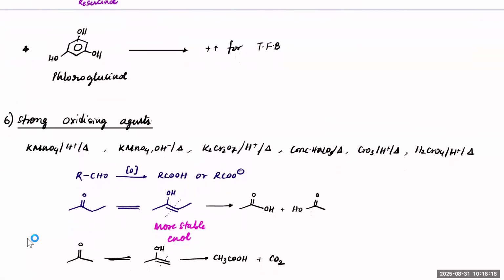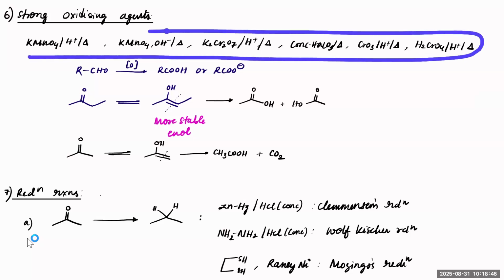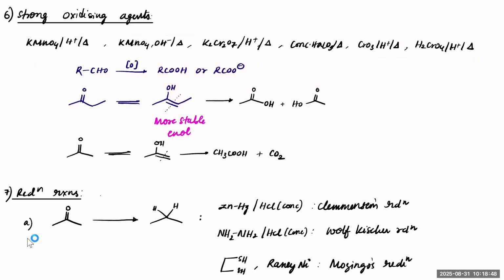Okay. Next, if you notice strong oxidizing agents, for example, KMnO4 in acidic medium, KMnO4 in basic medium, K2Cr2O7 in acidic or basic medium, you take concentrated HNO3 or CrO3 plus H2CrO4. These are all various representations of strong oxidizing agents.